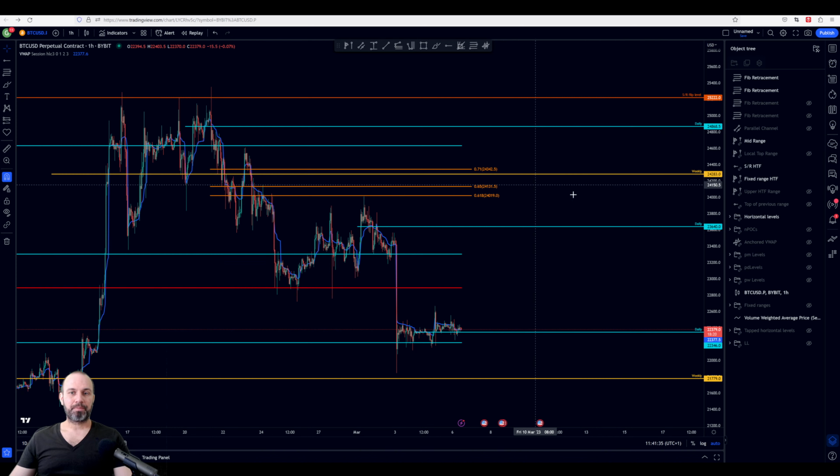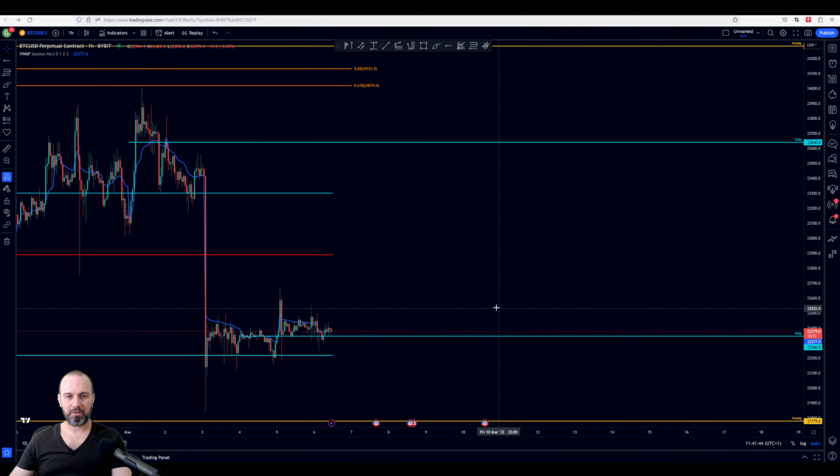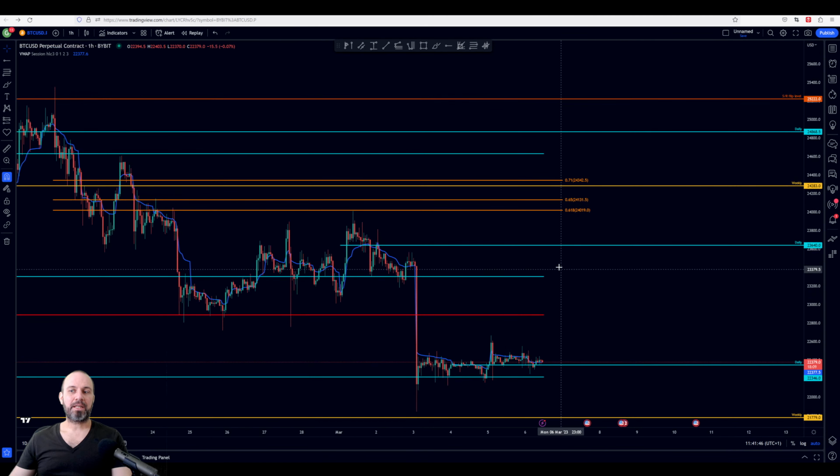All right. So those would be the areas that I would be looking for a possible short. Starting with this, that would be for a scalp. Then daily, golden pocket, some highs here, something like that. Weekly, that would be a nice short.